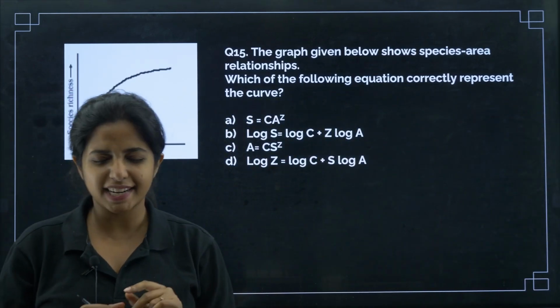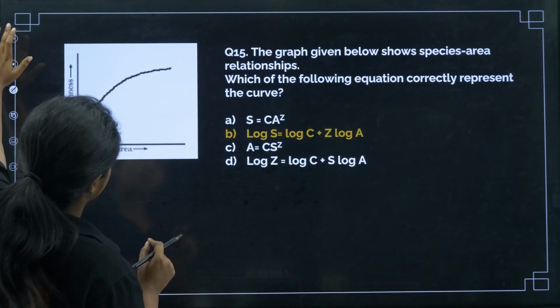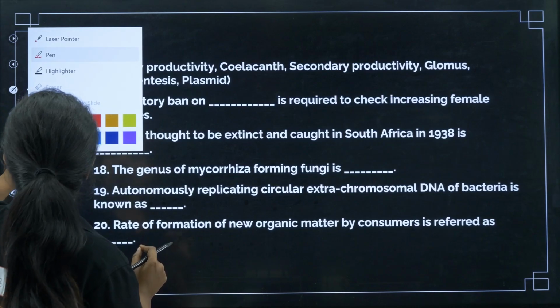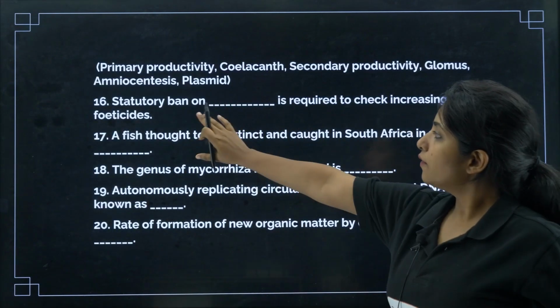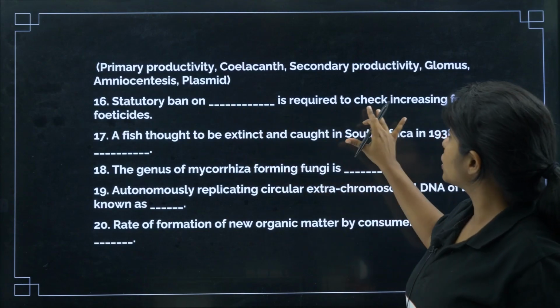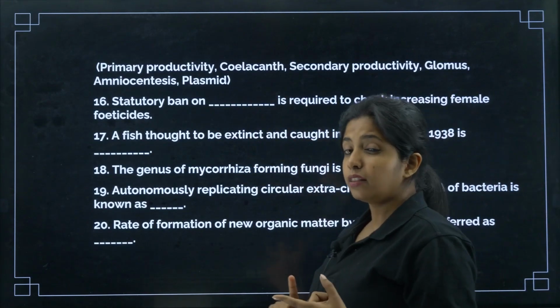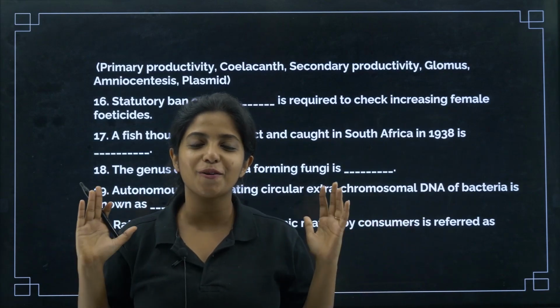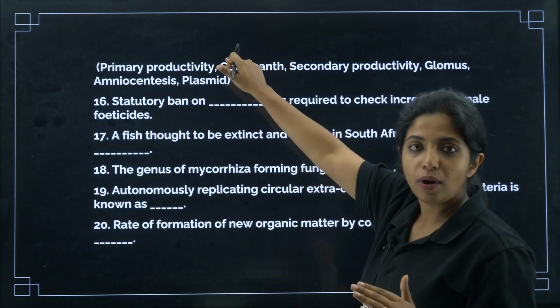Now, going ahead, just give me a tiny second. Okay, where is it? Okay, so we have certain fill in the blanks questions. Let's solve it. First thing, statutory ban on dash is required to check increasing female feticides. First of all, my dear children, this is the most scoring region in your paper. Pakka 5 marks you will get. So these are the options given below and you have to choose from them.